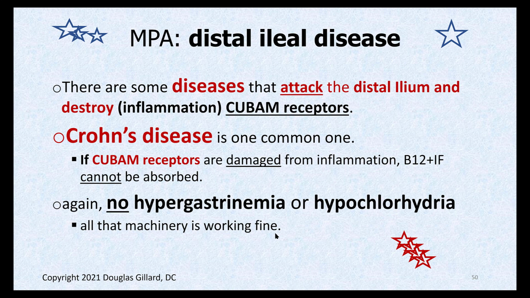Crohn's disease. Everybody's heard of Crohn's disease. Crohn's disease can also cause pernicious anemia, this malabsorptive pernicious anemia. Crohn's disease, as we might get to later on, is an inflammation, perhaps an autoimmune attack. It's still debatable what causes it, but it's an inflammation of, in particular, the distal ileum. Now that sounds like trouble, doesn't it? Because we know CBAM receptors live in the distal ileum. And so if you get an inflammation of the CBAM receptors, they're not going to catch intrinsic factor and B12. It's going to go right through and into the toilet.